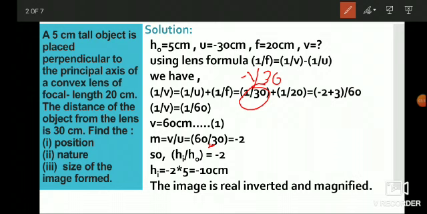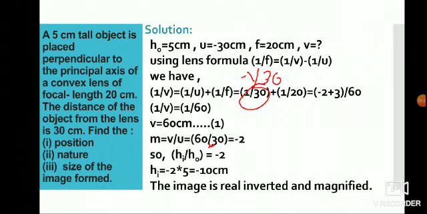So height of image by height of object will be minus 2, and we know that height of object is 5. So when you shift this height of object to the RHS, you will get minus 2 into 5 which is minus 10 centimeter. Minus 10 centimeter means the height is below the principal axis, that is, it's a downward distance. So the image is real and inverted. Okay, so real, inverted and magnified image. Since you're obtaining it on the screen, it is not erect, it's just below the principal axis, so it has to be real, inverted and magnified.